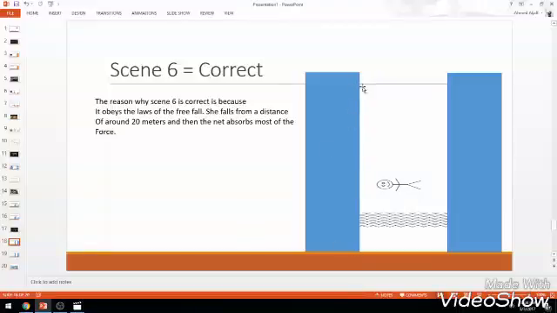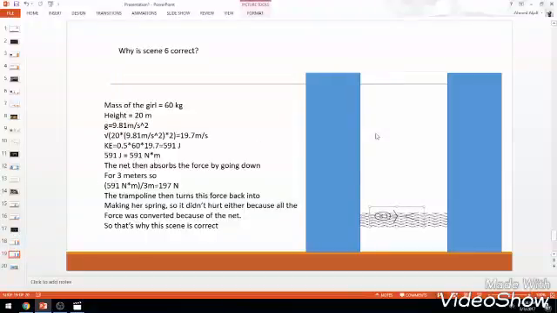The height of the building is around 20 meters high. The net will absorb most of the force. I'll explain to you how that will happen. The mass of this girl is 60 kilograms. The height of the building is 20 meters. As she's falling down, the acceleration of gravity will speed her up, till she reaches a speed of 19.7 meters per second, right before she hits the net.